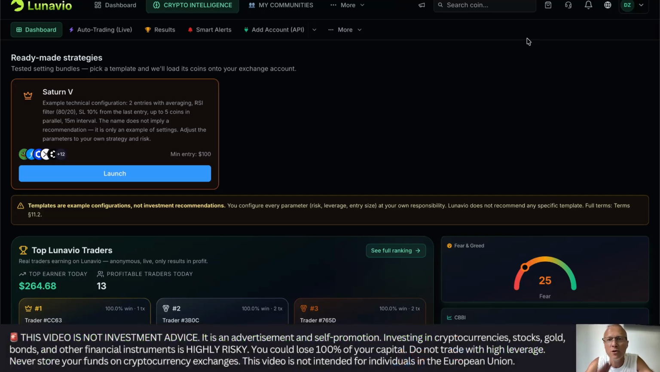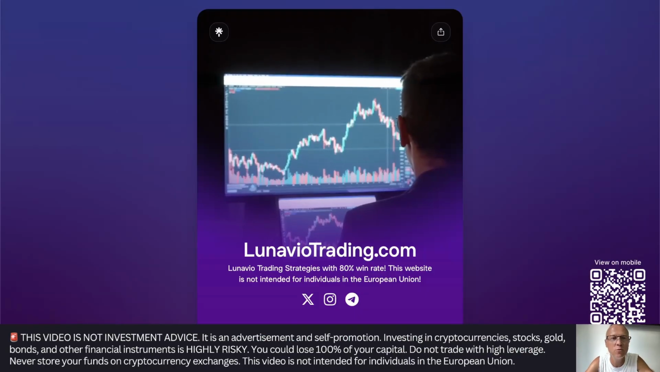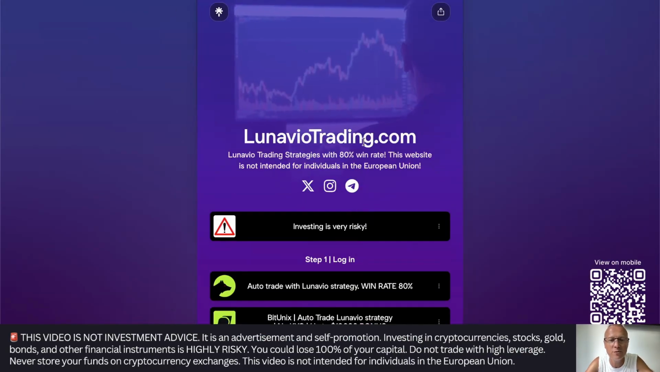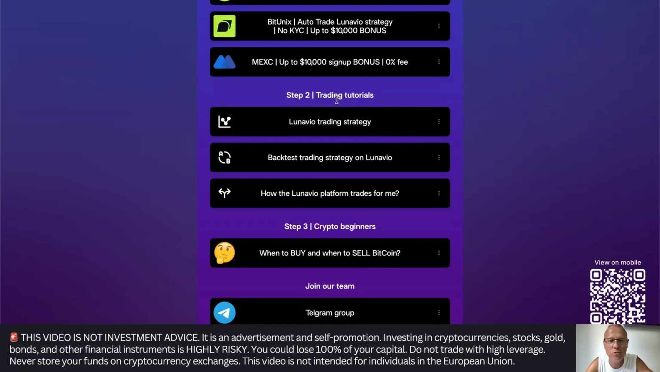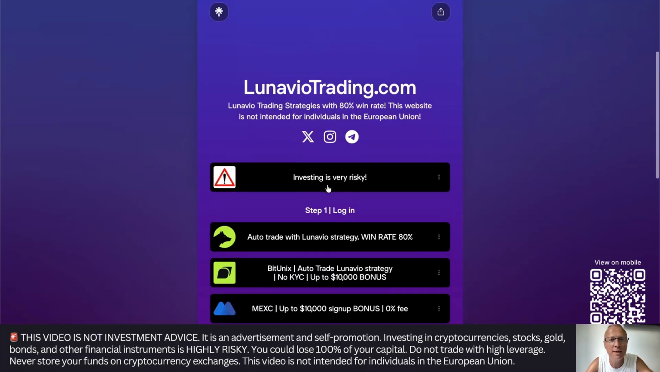Before you log in to Lunavio, go to lunaviotrading.com, and here you have the steps to follow. The first step is to register on Lunavio, BitUnix, MEXC. And here in step 2, you have instructions, like tutorials, on how to use Lunavio. Once you've done that, now watch.